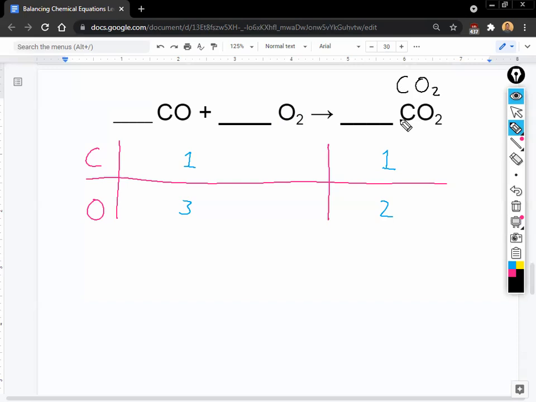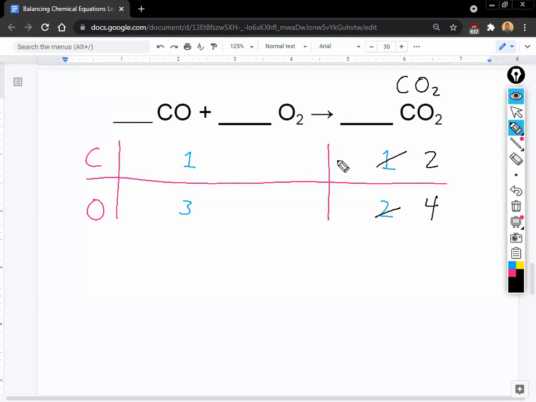Okay, so how many carbons are on the right side now? How many carbons do we have? Two, yeah, exactly. There's gonna be two. And then how many oxygens do we have? Four. Four, good. Okay, so it looks like nothing is balanced now.